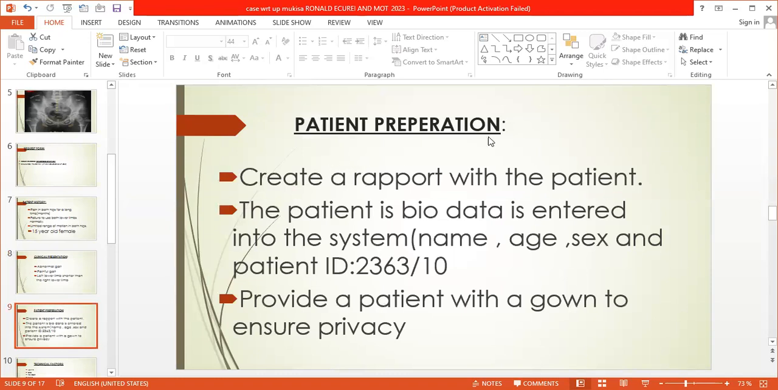So, as a person in the radiology department, I have to sensitize you on how we prepare the patient. I created a rapport with this patient. She was 15 years old. This rapport was meant to make her disclose some of the history, some of the biodata, the sex, the age, and also provide me with the history as well. So I got the name, the age, sex, and the patient ID after seeing the request form. I provided the patient with a gown so as to ensure privacy.